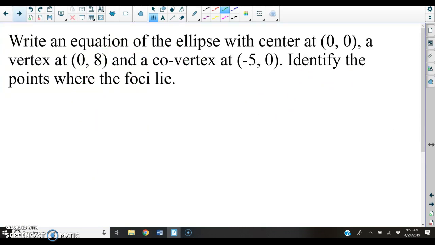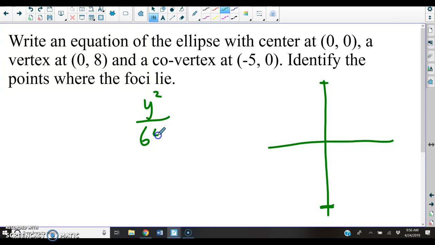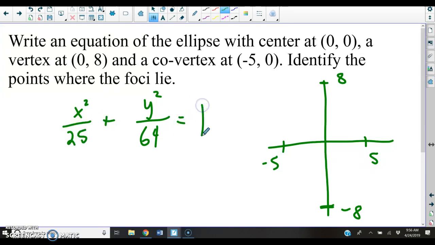Oh, we got to work backwards. Okay, I got a vertex at 0, 8. Okay, so that's in the y direction. So I already know it's going to be y squared over 64. And a covertex at negative 5. So I know under my x squared is going to be 5 squared. I got it. It's that fast.